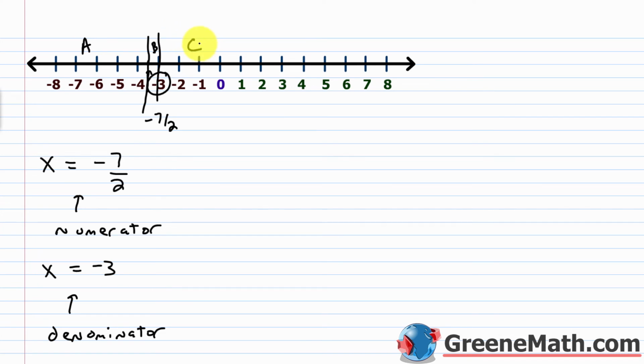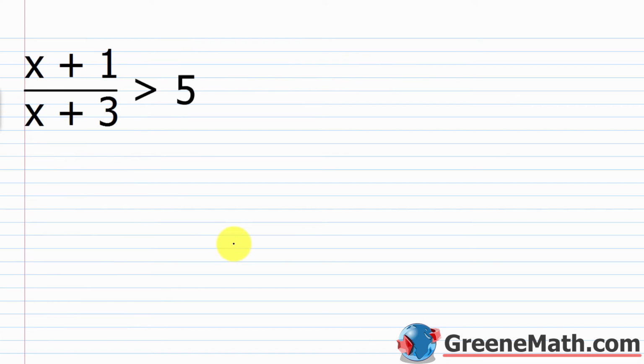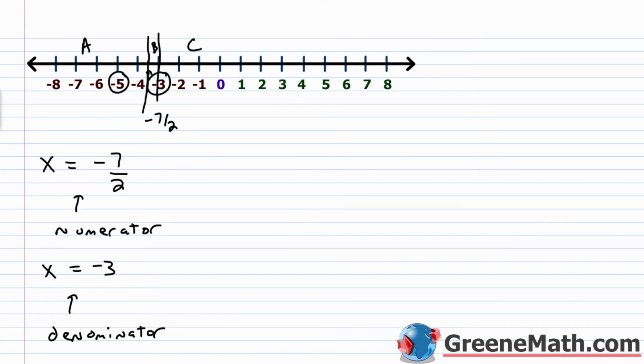So in region A, let's pick something easy. Let's just take negative 5. So I'm going to plug back in for x in the original inequality. So I'm going to plug in a negative 5 there and there. So negative 5 plus 1 is negative 4. So you'd have negative 4 over negative 5 plus 3, which is negative 2. So this is supposed to be greater than 5. Negative 4 divided by negative 2 is positive 2. So is 2 greater than 5? No. So this would be false. We can say this one was false.